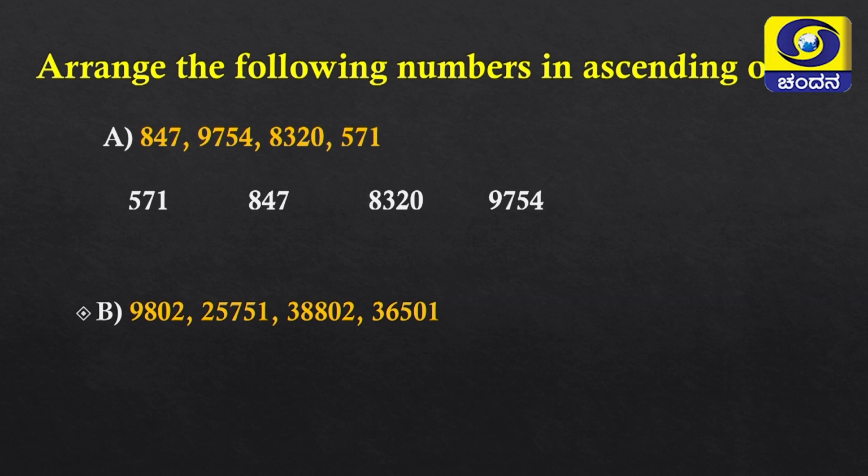Here 9,802, 25,751, 38,802 and 36,501. So, you have to arrange them in ascending order, that means from smallest to greatest. Which one is smallest here? 9,802, correct. Next number 25,751, and here it comes 36,501, and the greatest one is 38,802. Yes, well done students.